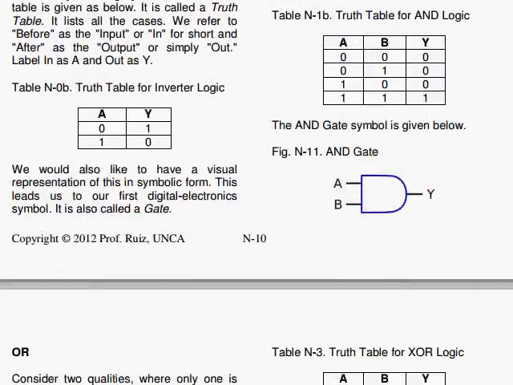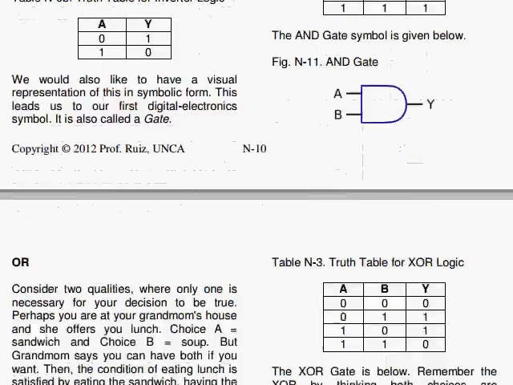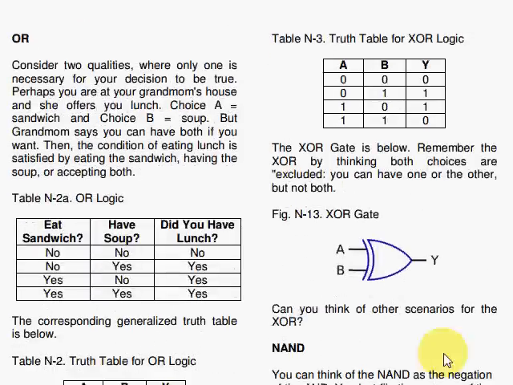And we're off to do OR. OR is going to be true if either condition is met or both. Here's my example. We go to Grandma's for lunch, and lunch says you can have sandwich, you can have soup, and you can have both. The question here, or our output, did you have lunch?